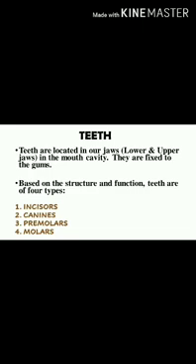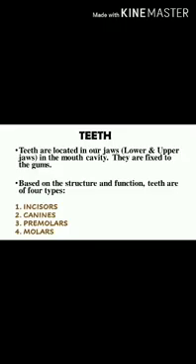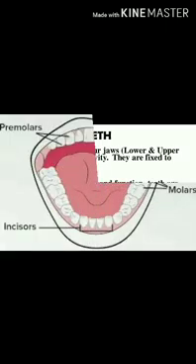As you are already familiar, a tooth has two parts, the crown and the root. The root part is embedded in the gums, whereas the visible white part of the tooth is the crown. There are a total of 32 teeth present in our mouth, and based on structure and function, teeth are divided into four categories: incisors, canines, premolars and molars. We will study these types of teeth one by one.